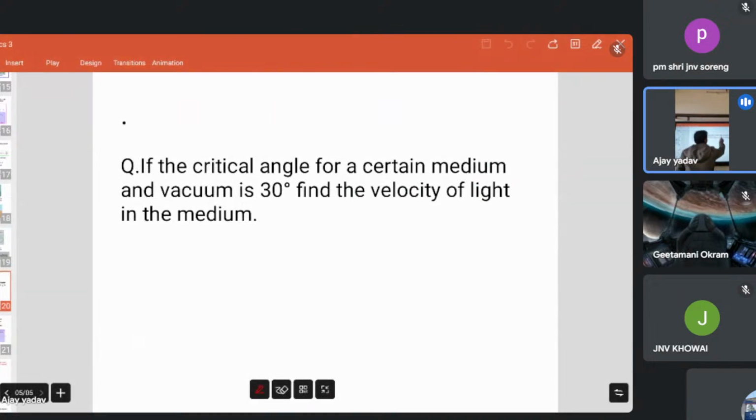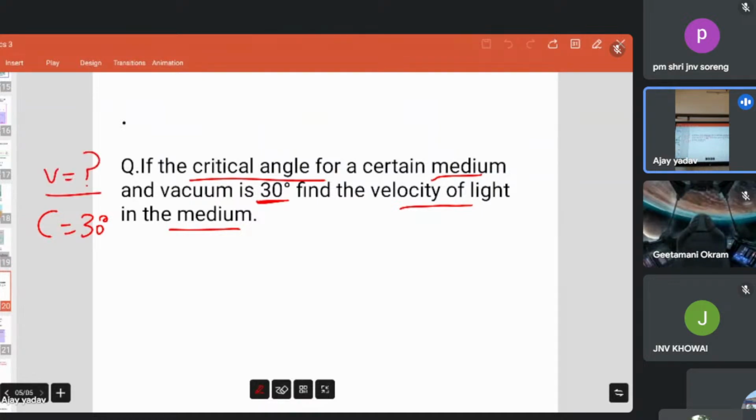If the critical angle for a certain medium and vacuum is 30 degrees, then, as you know, TIR will occur if the object is present in the denser medium. So the critical angle for medium and vacuum is 30 degrees. You have to find the velocity of light in that medium. One medium is vacuum and the other is some other medium.